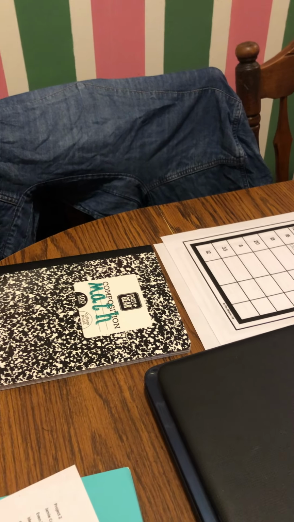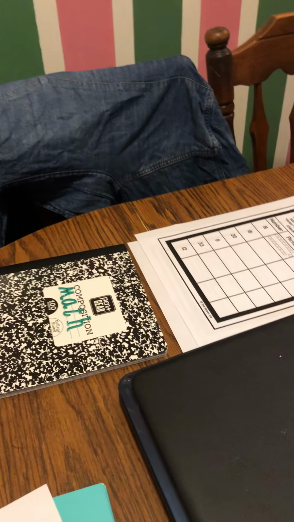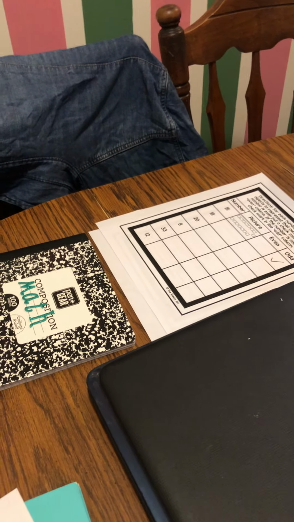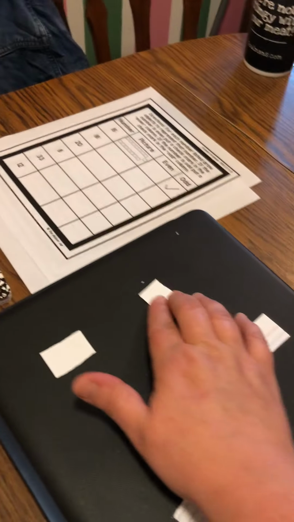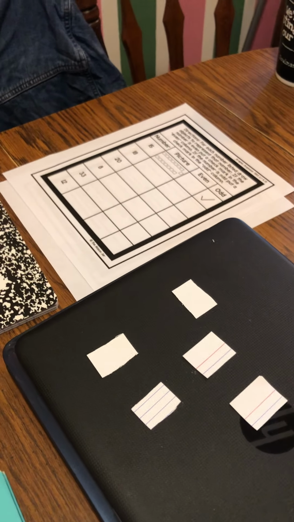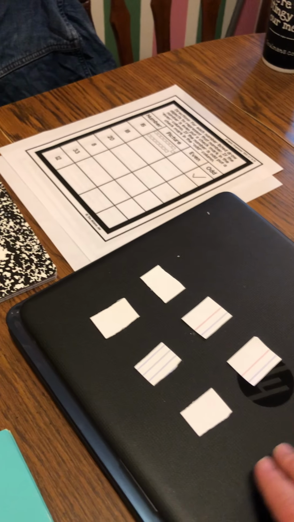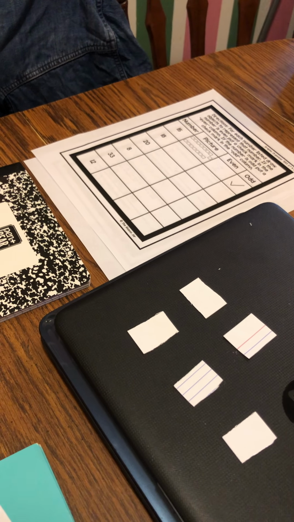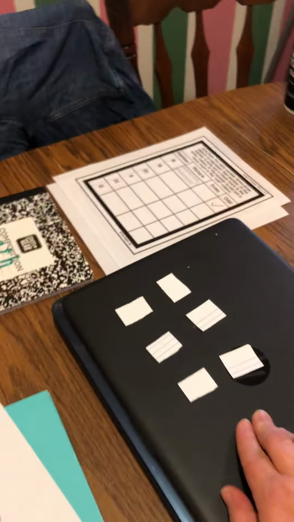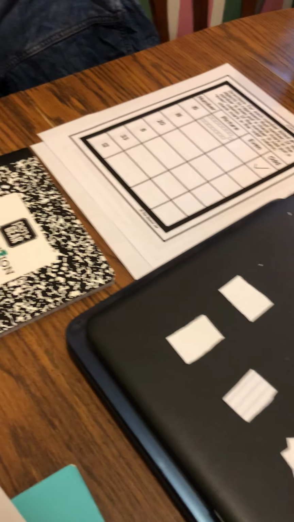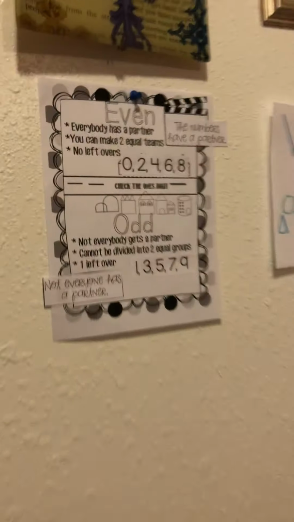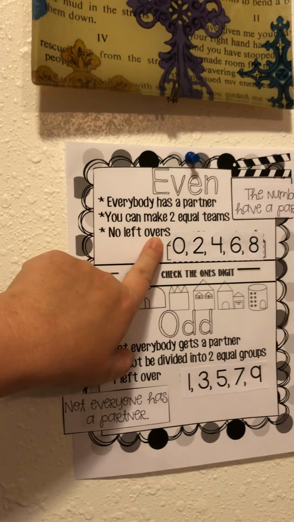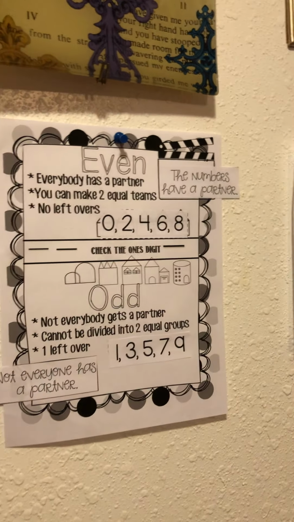All right, Tony. Come on up to the board. Let's try the number 6. All right, so let's get our 6 blocks. And as you can see, we're going to just try and find their partner and see if there's one left over. This one has a partner, this one has a partner, and this one has a partner. And as you can see on the board where we have our chart, there's no leftovers. They all have a partner.